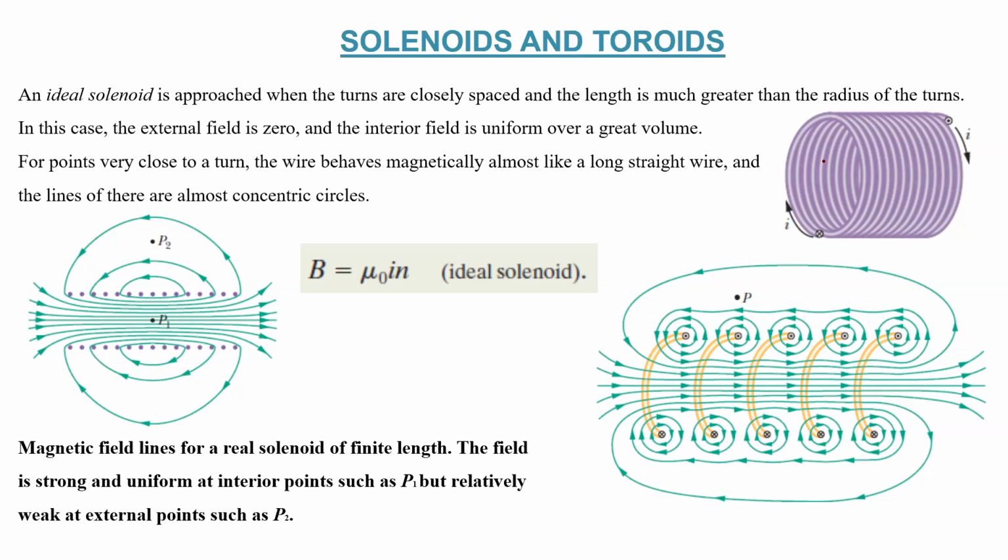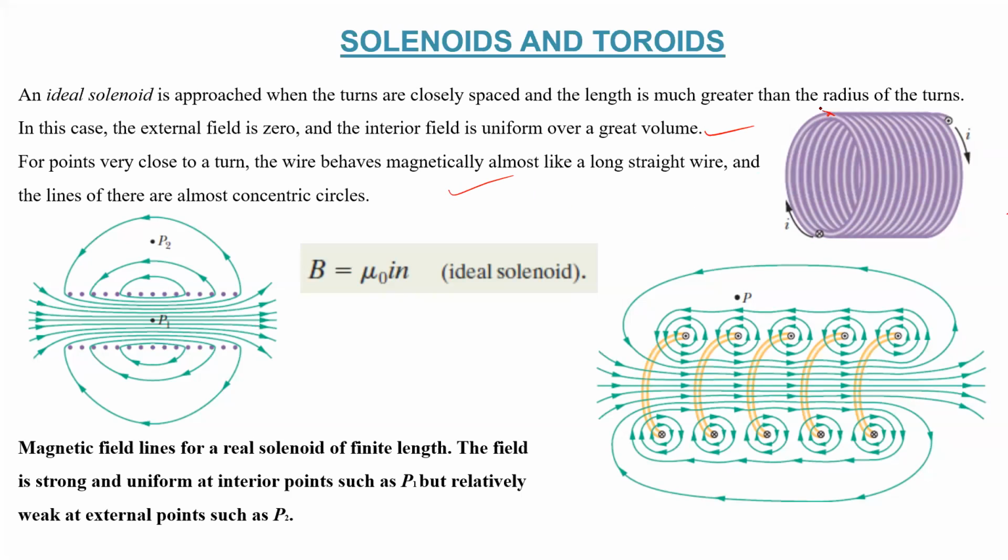So let us consider a schematic diagram. This is the radius of the turn, but the length is very long, and we pass current through the wire. So that we can consider it like a solenoid. We can say it is a solenoid. In this case the external field is zero and the internal field is uniform over a great volume. For points very close to a turn, the wire behaves magnetically almost like a long straight wire.